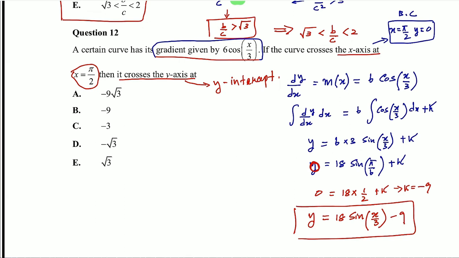Now, what they're asking? They're asking where it crosses the y-axis. So they're asking the y-intercept, right? So y-intercept means when x is equal to 0. So when x is equal to 0, you can see that would be minus 9. So B is the answer. So that's how you do that question. Okay, so now next question.